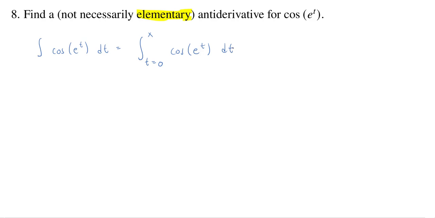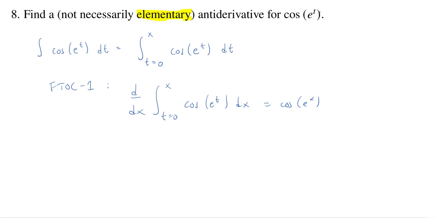Now, why do I claim this is actually an antiderivative? Because the first fundamental theorem of calculus, what we call FTOC 1, says if I differentiate this integral, I get the cosine of e to the x. Hey, that's not too shabby.